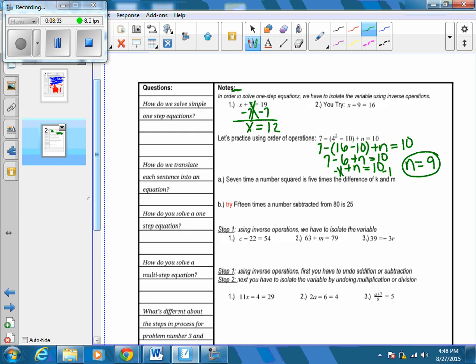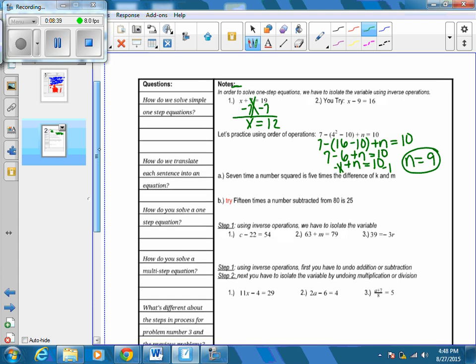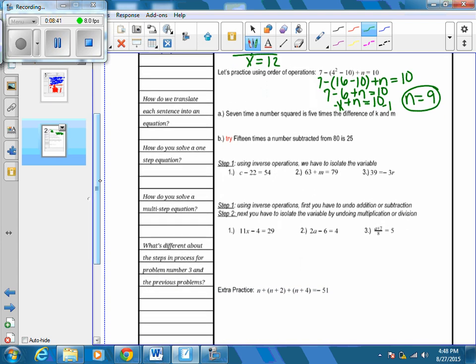Okay, so let's keep moving. The next thing we need to talk about is how do we translate sentences into an equation? If I look at part A, it says 7 times a number squared is 5 times the difference of k minus m. So let's break this down into pieces. The first part says 7 times a number squared. We don't know what that number is.